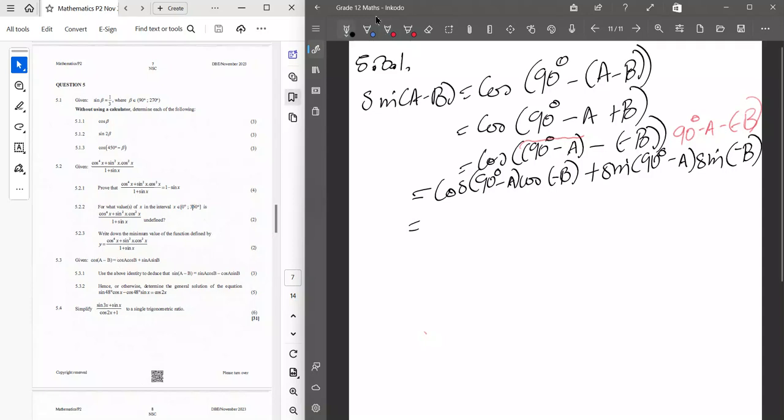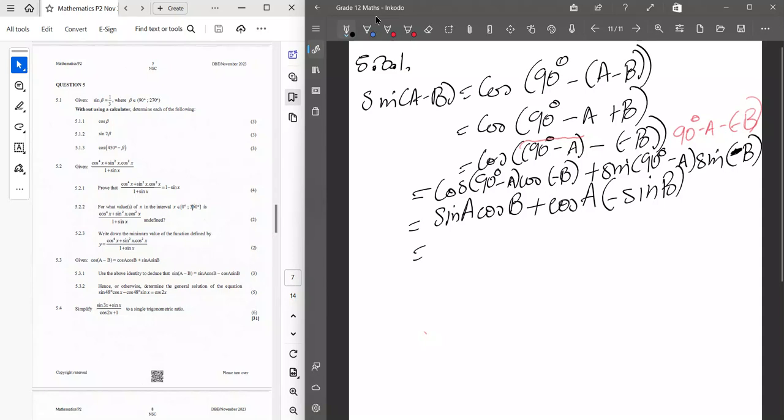So, cos in the 90 minus is positive, but because of the 90, cos has to change to sine. So this becomes sine A. Now, the negative angle of cosine is positive, so it'll become cos B as it is. Now, I do see here we have a negative sine B. Sine in the 90 minus is positive, but because of the 90, sine changes to cosine, it becomes cos B. And the negative angle of sine will become negative sine B.